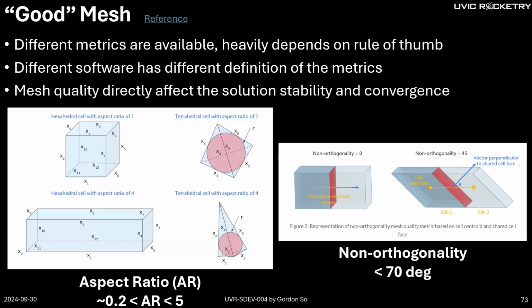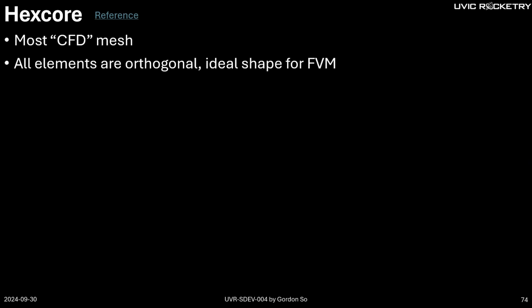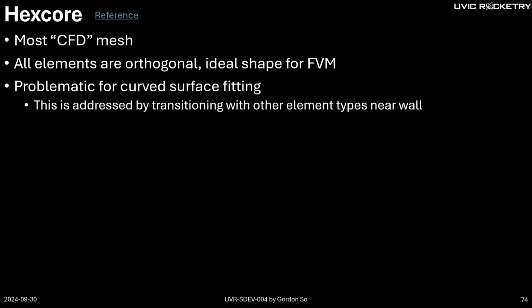In terms of the element types, what does hexcore look like? It's the most common CFD mesh because they're basically all cubes, mostly cubes, more like rectangular shapes. It would be pretty problematic if you just use this type, because you cannot really fit any good curved surface. You're basically using a Minecraft mesh, which of course is not the best because you can never capture a true curvature.